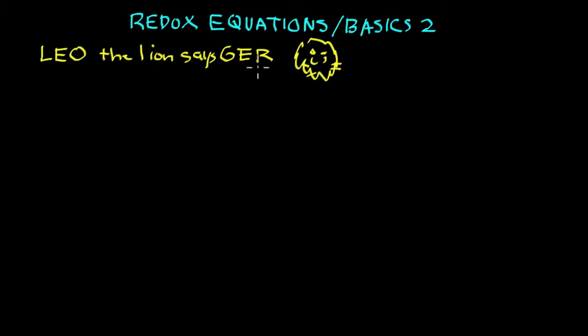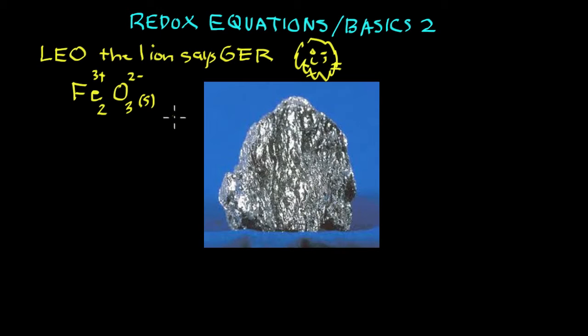So let's apply this to an equation. We're going to start off with a compound that's iron 3 oxide. Iron 3 oxide. That's a stock system. This is a 3+ ion. Means iron. This is a 2-. So this is Fe2O3. It's a solid. The most common iron oxide used in steel making was hematite.